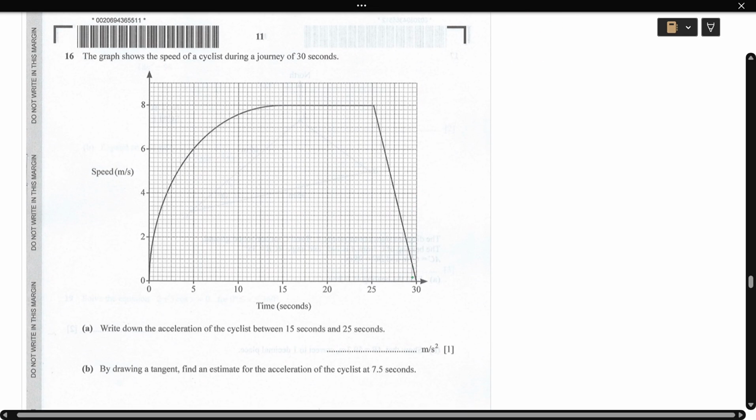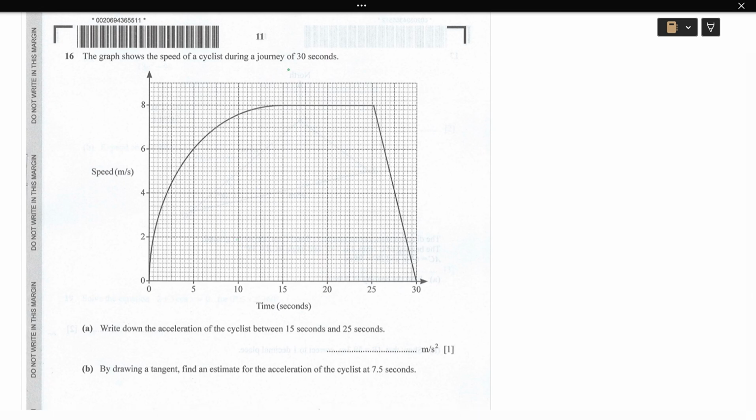Okay, the next question, the graph shows the speed of the cyclist during a journey of 30 seconds. Write down the acceleration of the cyclist between 15 and 25. So for acceleration, the formula is change of y over change of x. So the change of y between here and here is 0 over the change of x between 15 and 25, which is 10. So anyway, 0. So the first answer is going to be 0.